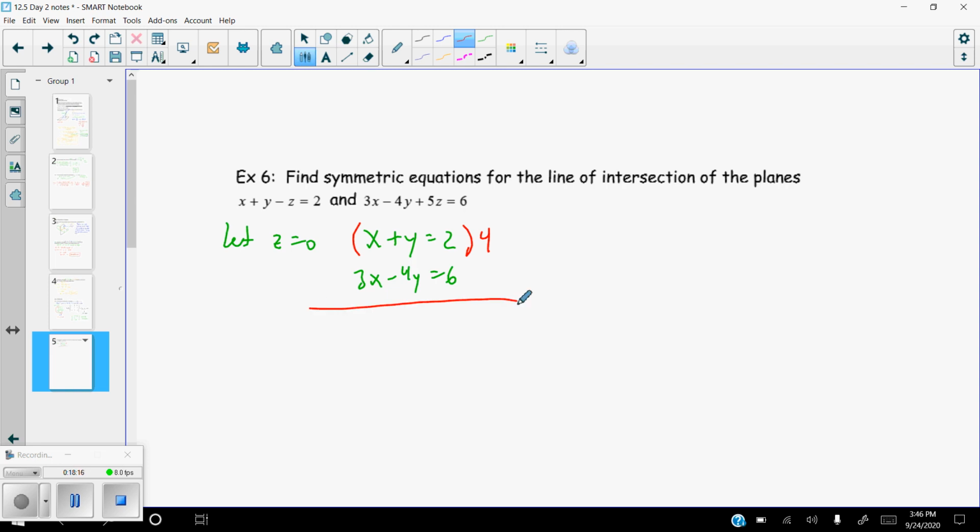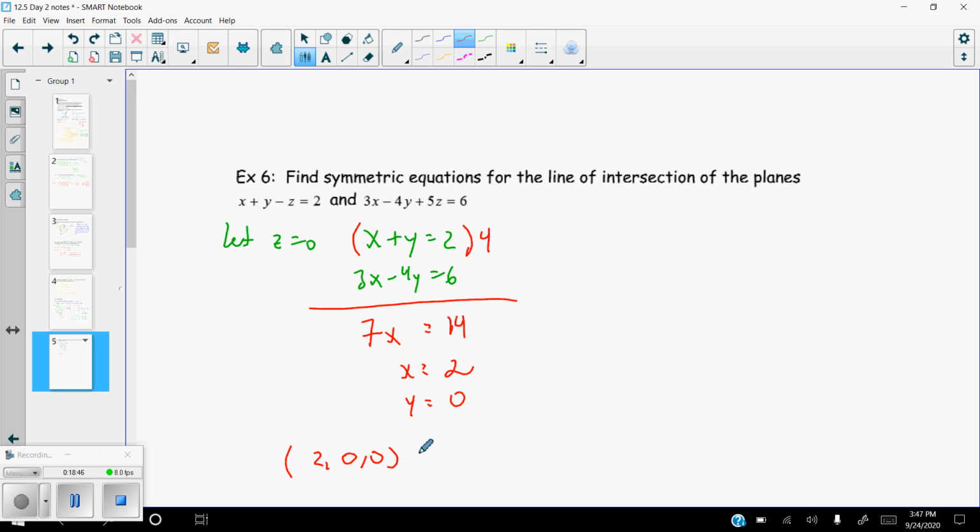So that'll be 4x on top plus the 3x is 7x. It's going to give me 4y minus 4y. That's gone. And then it's going to give me 8 plus 6, which is 14. So x here is going to equal 2. If x equals 2, plugging it into the top equation, y is going to be 0. So my point is 2, 0, 0. Again, really nice that I'm getting a couple of zeros out of these things. That's not always going to be the case.